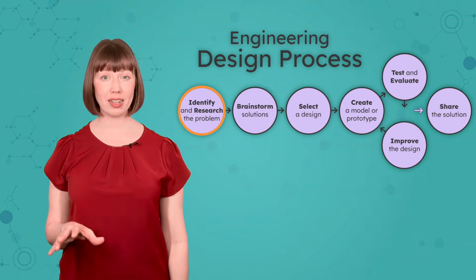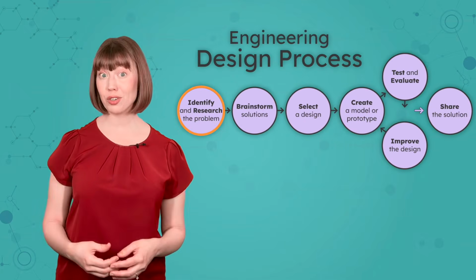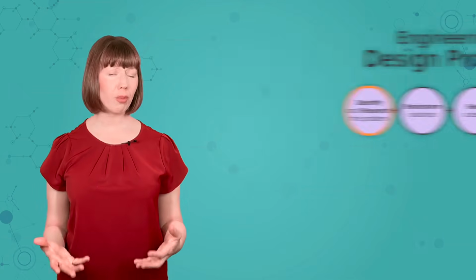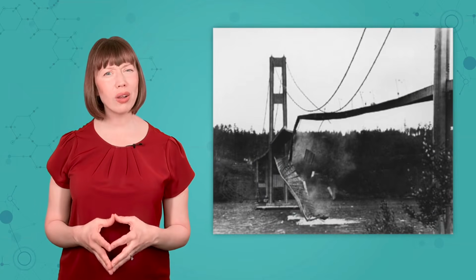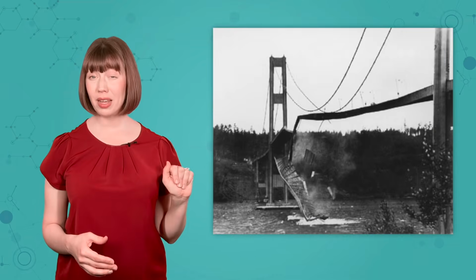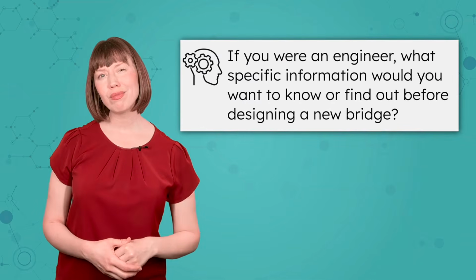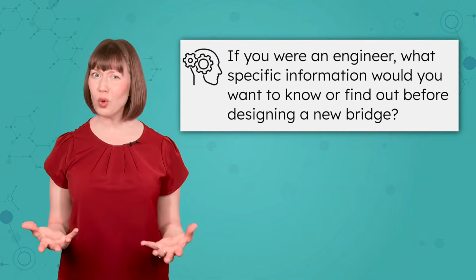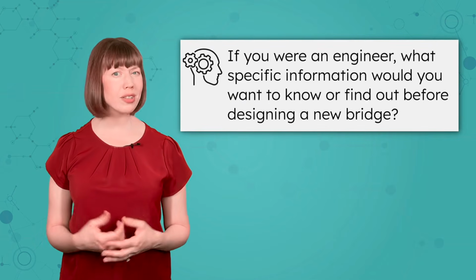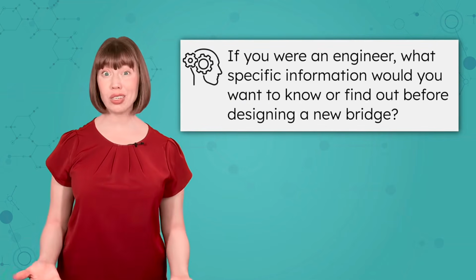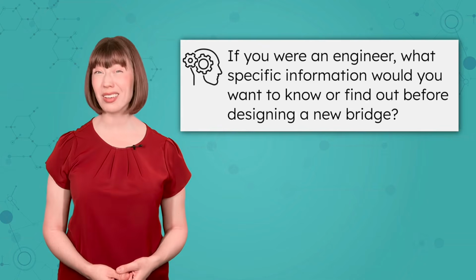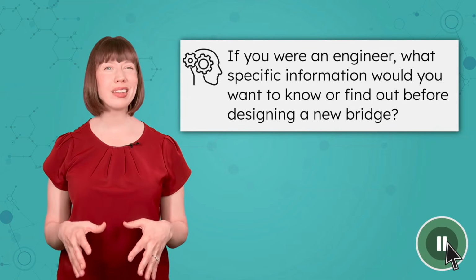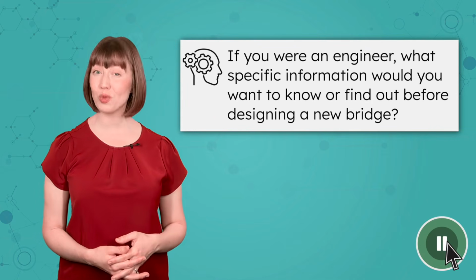With the problem identified, the engineers began to research, because in order to solve the problem, they needed to understand more about this specific collapse. If you were an engineer, what specific information would you want to know or find out before designing a new bridge? Especially if it was replacing one that had just collapsed. Pause and list 2 to 3 things you would want to research.